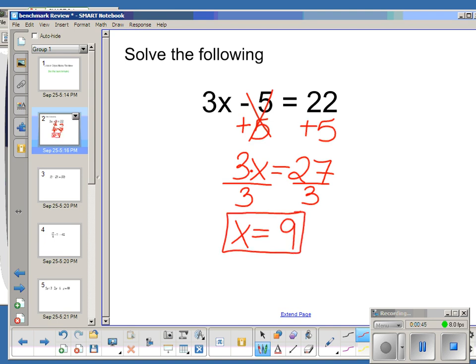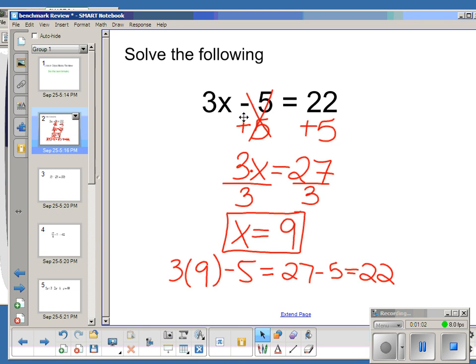Also remember we can always check our answers by plugging x back into the equation. If I do 3 times 9 minus 5, I get 27 minus 5, which gives me 22. So I got the right answer. This is one of the very basic ones you'll be seeing.